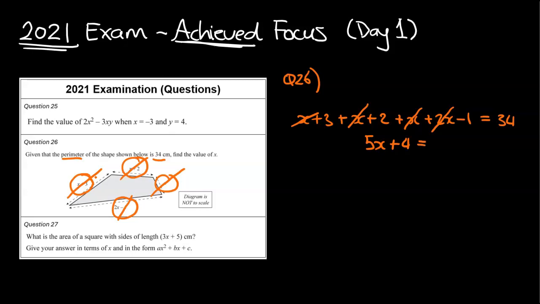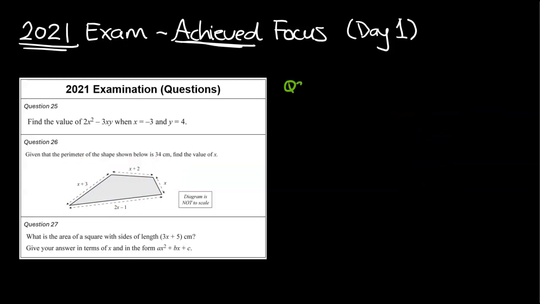And the other side of the equation, still 34, that has not changed. We're then just going to subtract that 4 from both sides. So we've got 5x equals 30. And then finally, we're going to divide by 5, divide by 5. x is equal to 6.